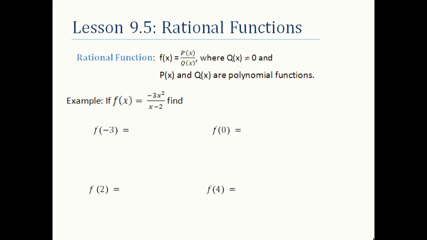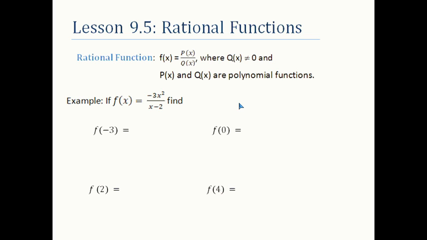In the first 4 lessons of Chapter 9, we worked with operations with rational expressions. Now what we're going to do is look at functions that have rational expressions in them. So notice the definition of a rational function. A rational function, f of x, is p of x over q of x, where q of x does not equal 0, which means the quotient can't be 0, which we know, we can't divide by 0. And p of x and q of x are both polynomial functions.